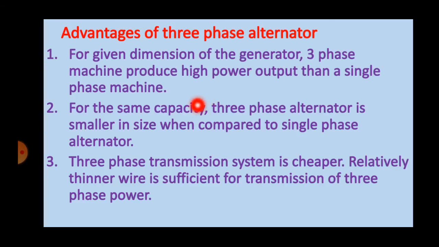Second advantage: for the same capacity, a three-phase alternator is smaller in size when compared to a single-phase AC generator. Third advantage: the three-phase transmission system is cheaper, as relatively thinner wire is sufficient for transmission of three-phase power. So students, the three-phase AC generator produces a large amount of EMF, and this EMF is easily transmitted over long distances.